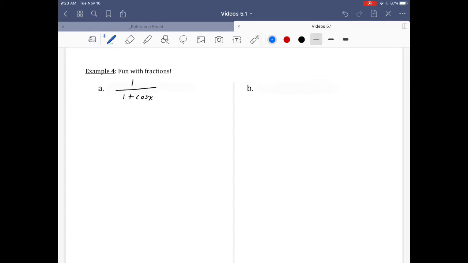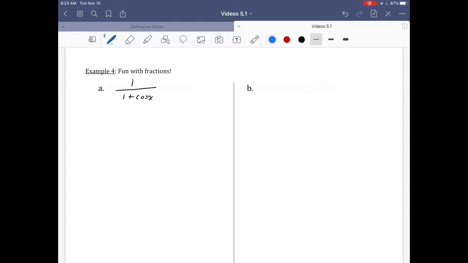In this final video of Lesson 5.1, we will look at manipulating some fractions, having fun with some fractions. So let's get right to it. We've got 1 over 1 plus cosine. And, well, what can you do with that?